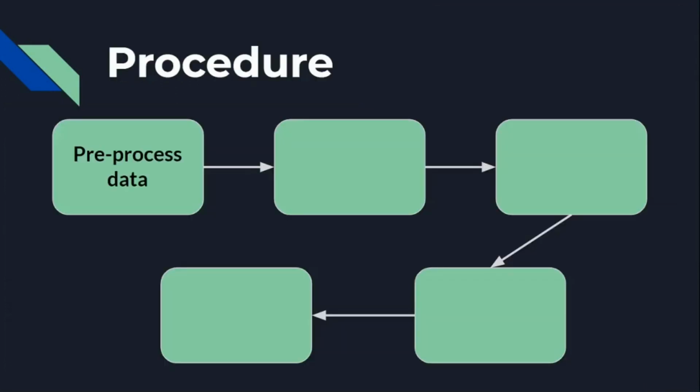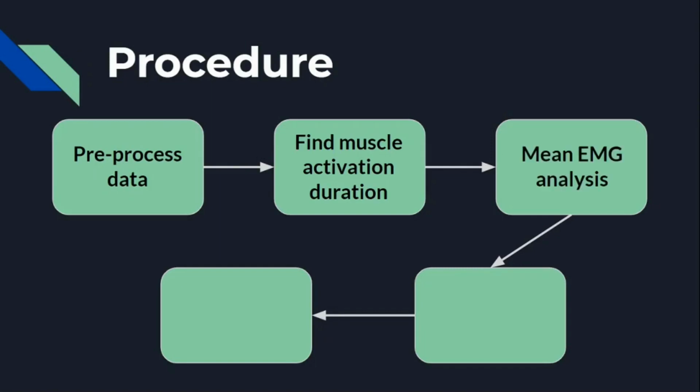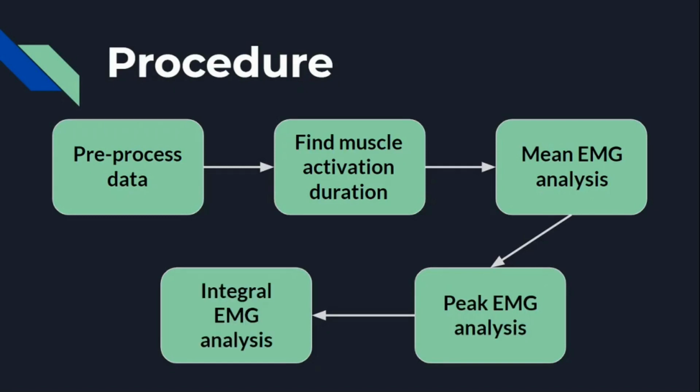So we're gonna do pre-processing of the data first, then find the muscle activation duration, then find the mean EMG in each muscle in each trial, and do the same thing for peak EMG. Then I'm gonna do integral EMG analysis. So I'm gonna show you how to do all those procedures by using MATLAB. So let's go to MATLAB.